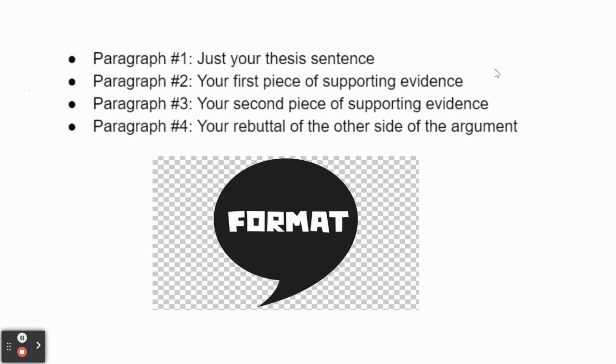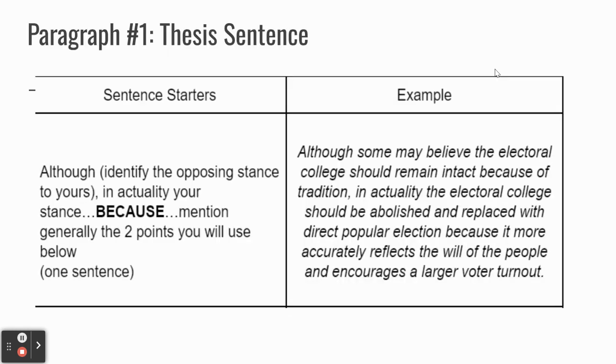Paragraph 3 is going to be your second piece of supporting evidence. And paragraph 4 is going to be where you look at what the other side believes and why they're wrong. So it's going to be 4 paragraphs, kind of like 3.5, because the first paragraph's not really a paragraph, it's a sentence. All right, so let's do paragraph number 1, which is simply the thesis sentence.